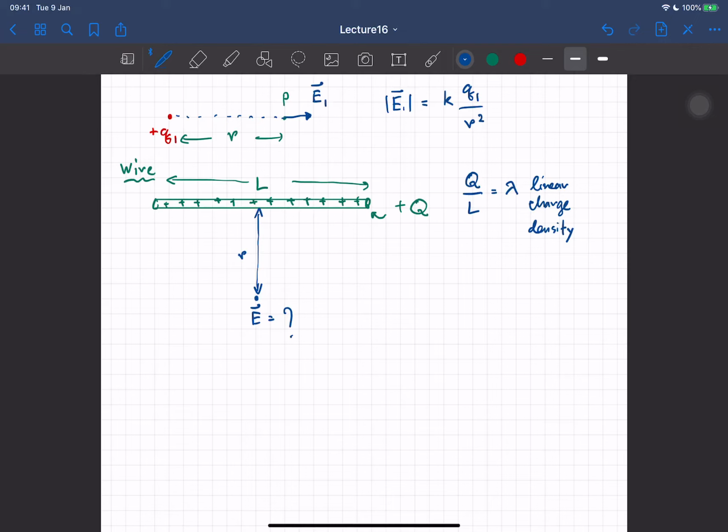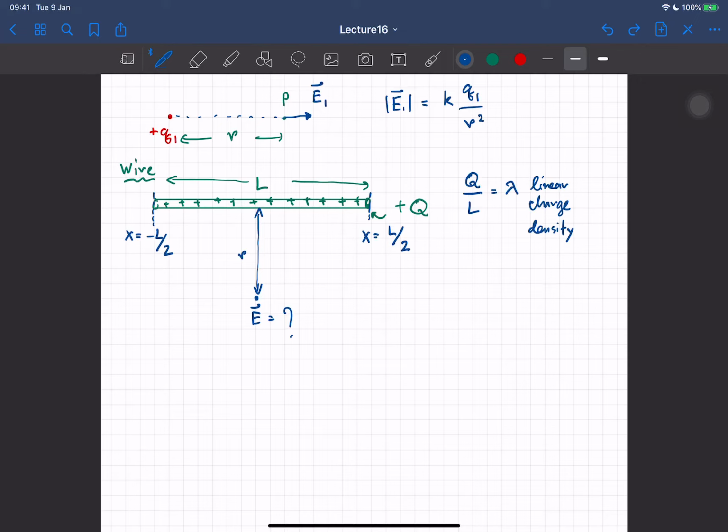So this is what I'm going to do. I'm going to say that at this end, x is equal to minus L over 2. And at this end, x is equal to L over 2. So here, at the center, that's going to be x equal to 0. So x is the horizontal direction that tells me the position on the wire.